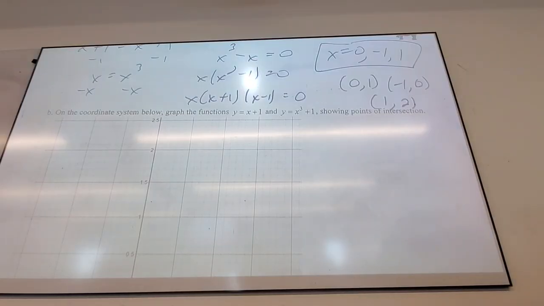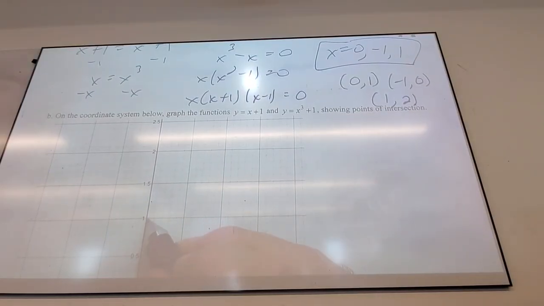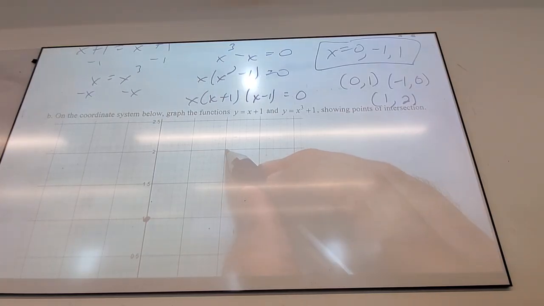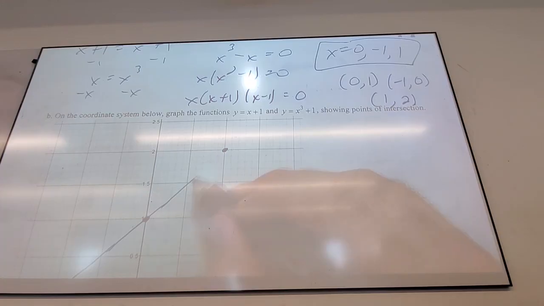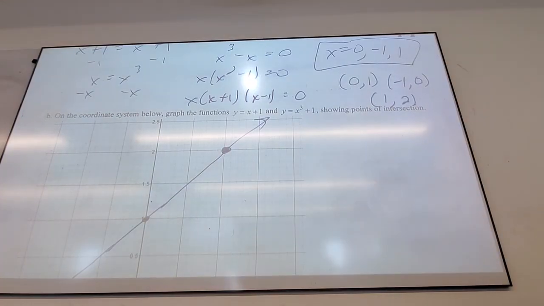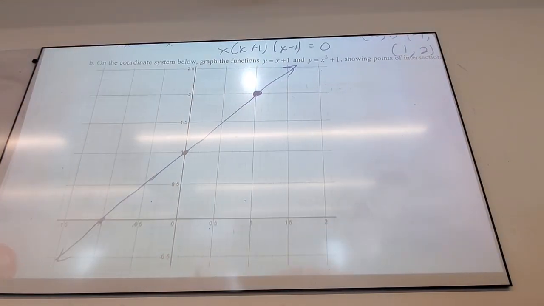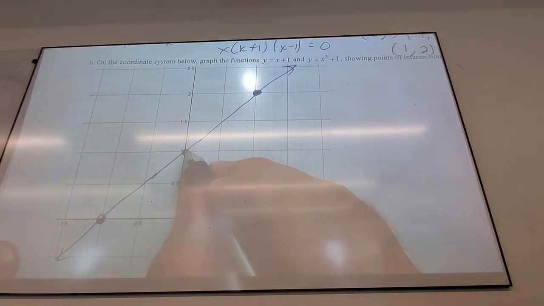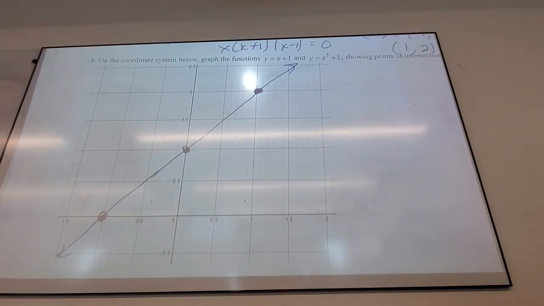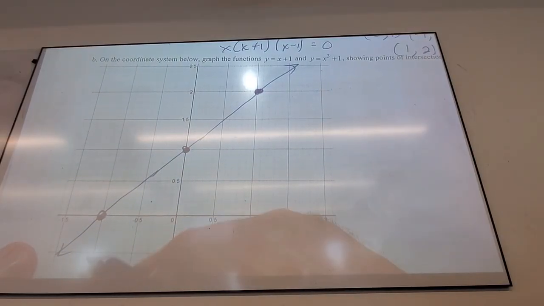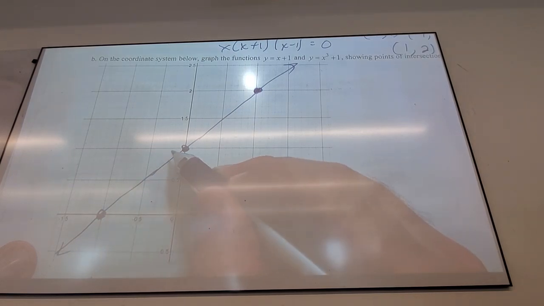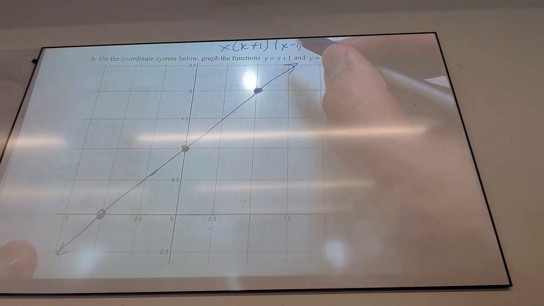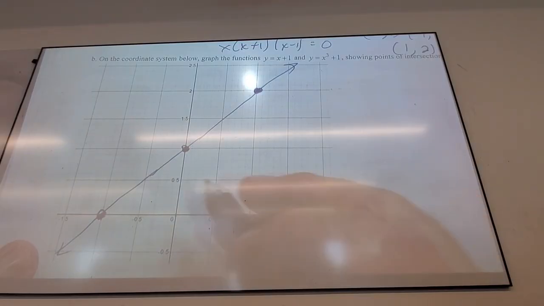Now the straight line is nice. Can't beat a straight line. Make that a little bigger. There you go. Straight line. And then you just have to know the shape of a cubic. It's going to curve, it's going to be concave down and concave up. So it's going to have to go like this.